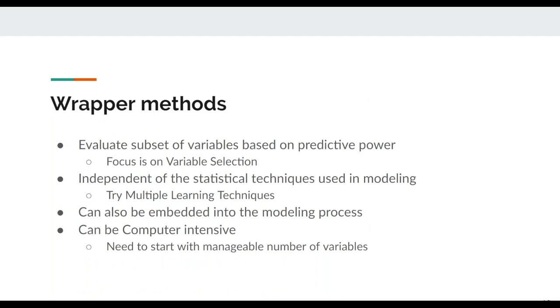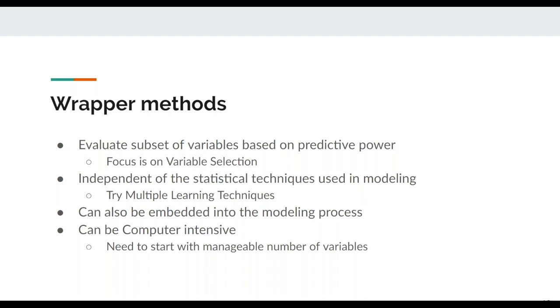So going through the wrapper methods, and I'm not going to take much more of your time. Here the main process is to evaluate the variable based on the predictive power. In other words, create subsets of your variables, create models of those subsets, and see whether you have an increase or a decrease in the accuracy, in the predictive power of your model. Random forest is a good example of those cases because they essentially try to create different models based on subsets of features and see whether they can improve the accuracy.